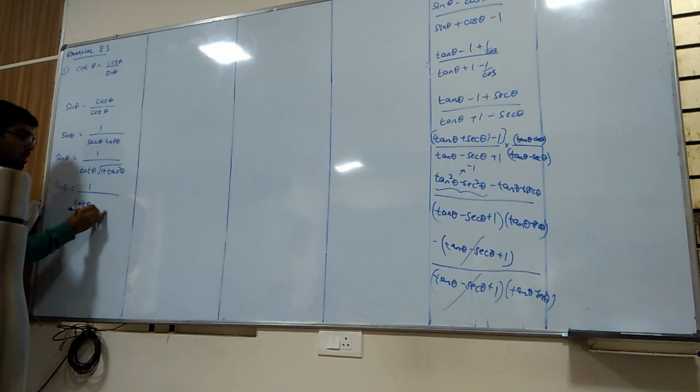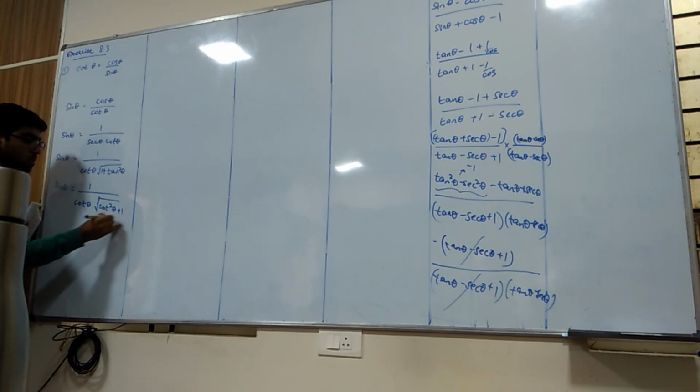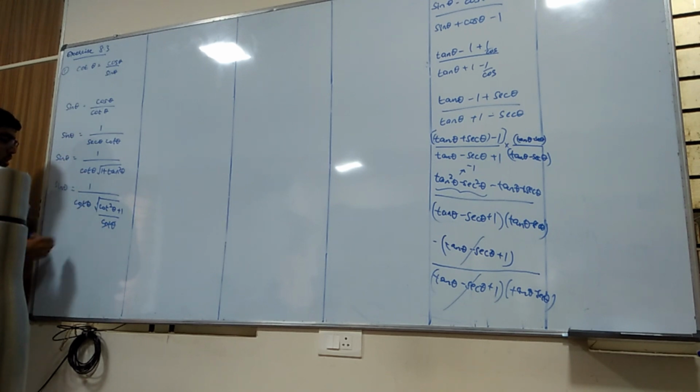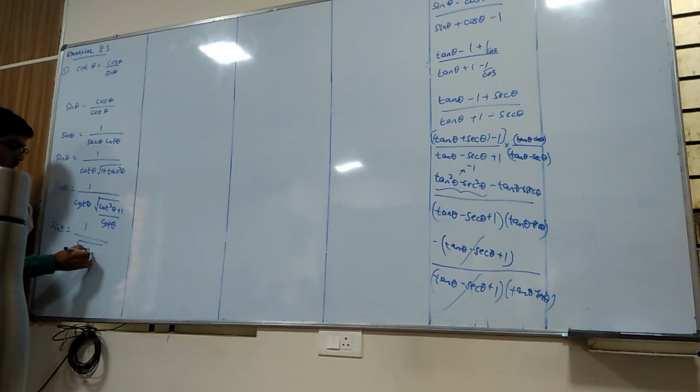Cot theta. Tan theta can be written as cot square theta plus 1 divided by cot theta. Cot theta got cancelled. So sin theta is equal to 1 divided by root of cot square theta plus 1. Equation number 1.